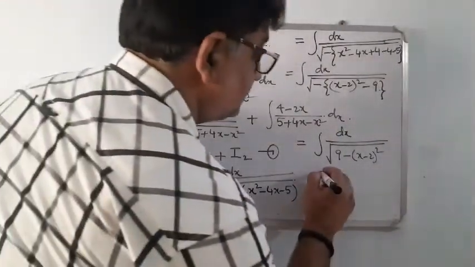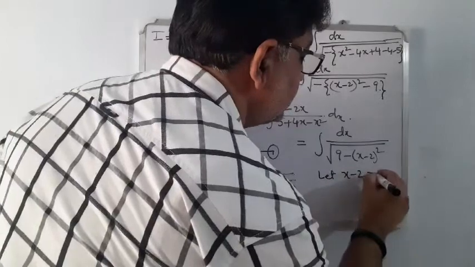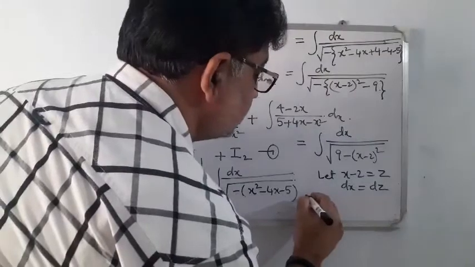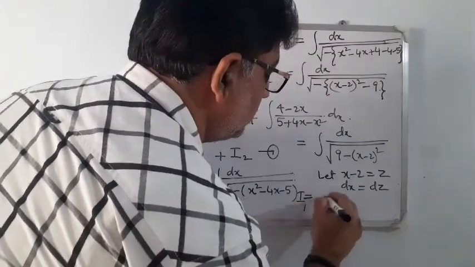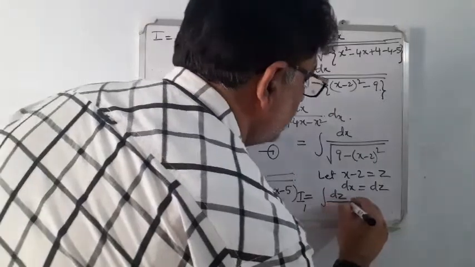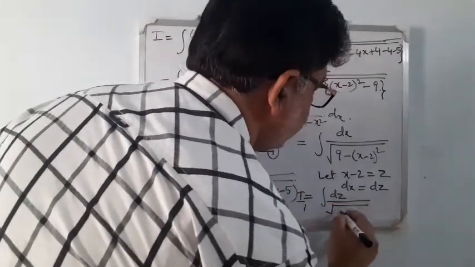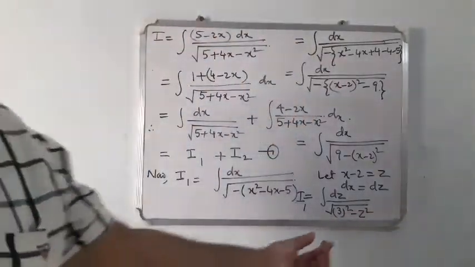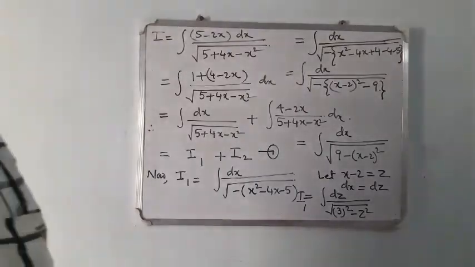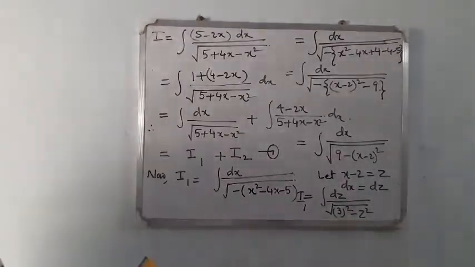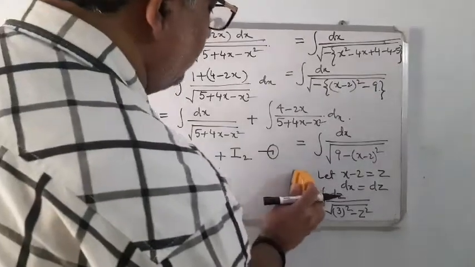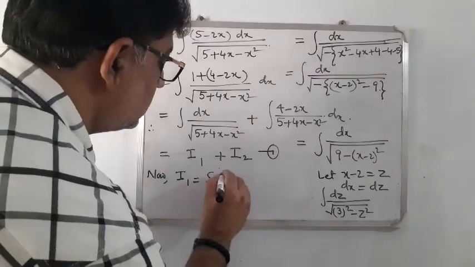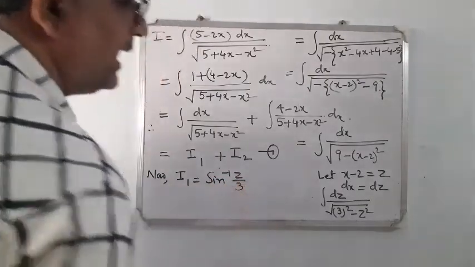Now let x minus 2 is equal to z. So dx is equal to dz. Now what you will get? That is, I1 is equal to integral dz by root over 9 minus z square. So 9 should be written as 3 square minus z square. Now it is of the form dx by root over a square minus x square. So what about the formula? Therefore I1 is equal to sine inverse z by 3 and then plus c.